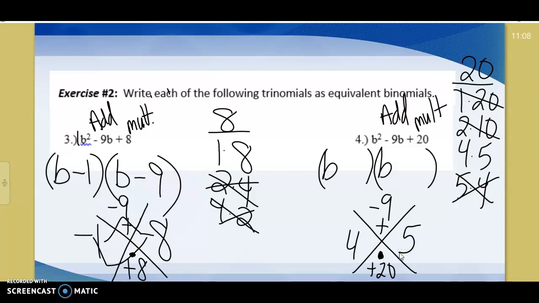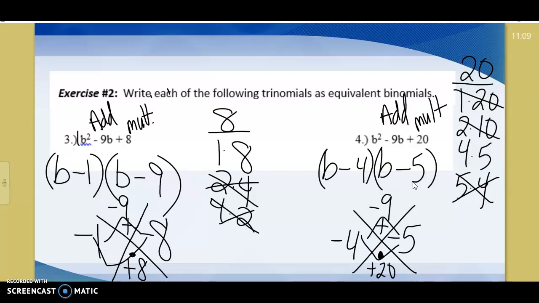Now, once again, signs are always important in this class. If we have a negative when we add them, and we're using 4 and 5, we're going to have to make them both negative. So you got -4 plus -5 making -9, and a negative times a negative making a positive. So b minus 4, b minus 5. And there you have it. You've just written an equivalent expression.